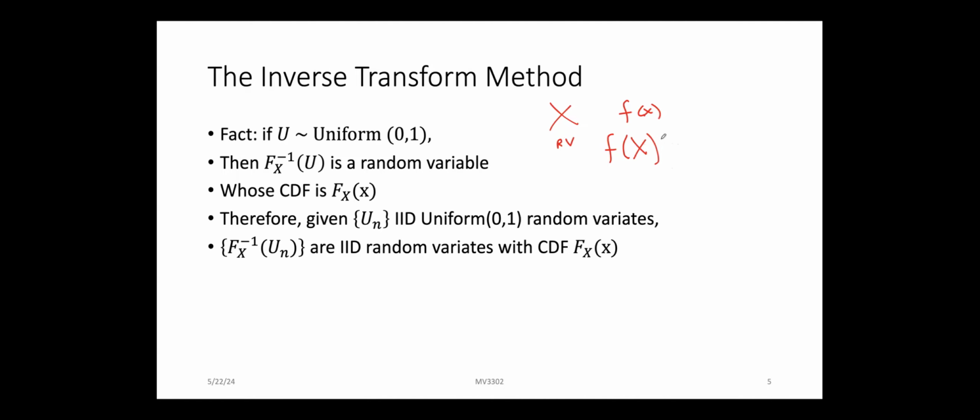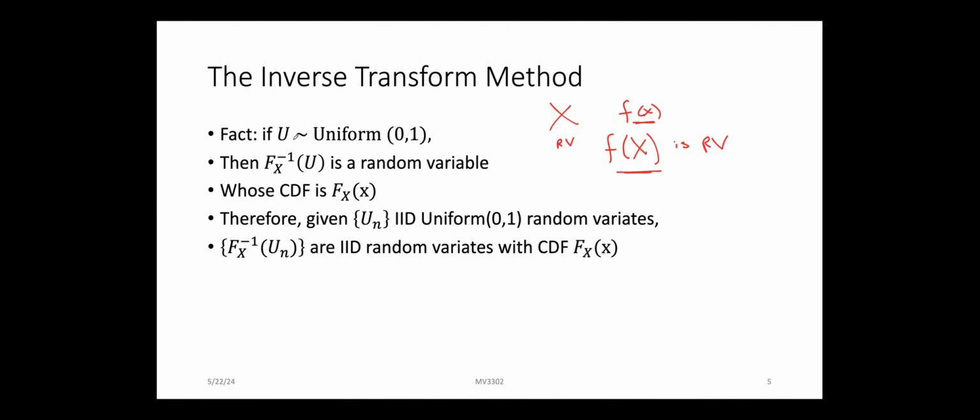This is just an ordinary function. But what is this thing? That's a random variable. In other words, if I take a random variable, I'm calling it X, and I'm going to apply a function to it, what is the result of that? The result is another random variable.